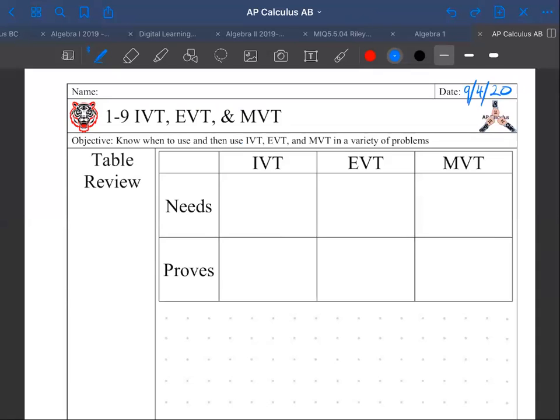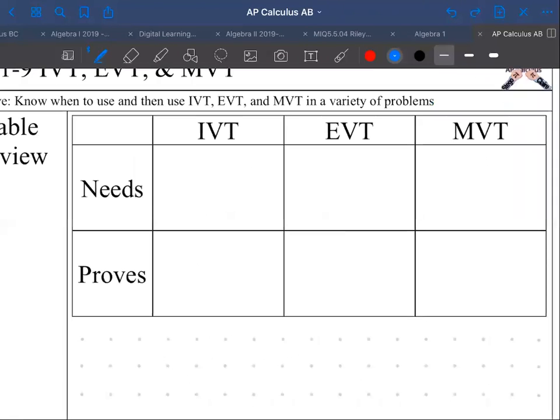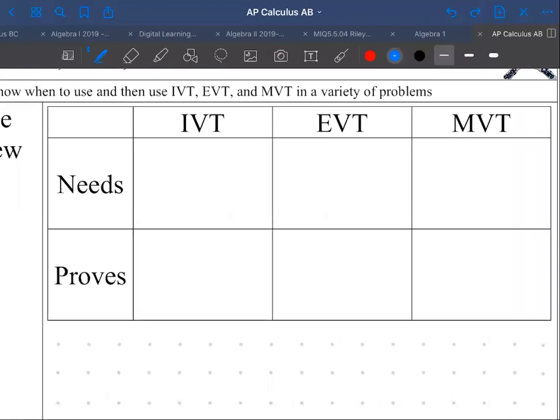Got it. Okay. So IVT, intermediate value theorem. What does it need? Look back through your notes and I'm going to wait for you guys. IVT, I think it was like 1-5-ish. Fiona knows. Yeah, go for it, Fiona. It needs to be continuous. Continuous, everyone write it down.